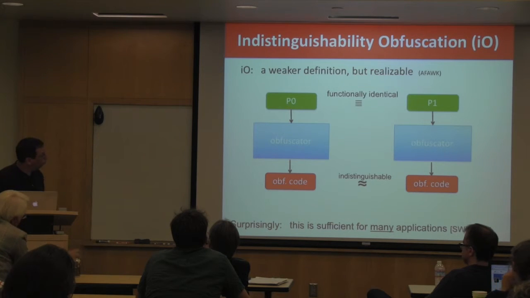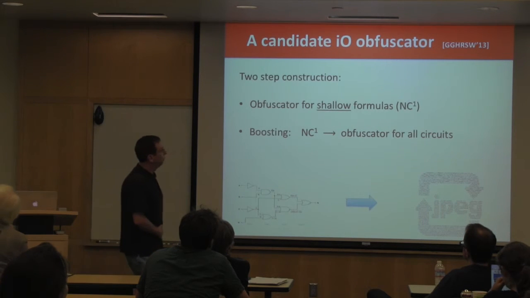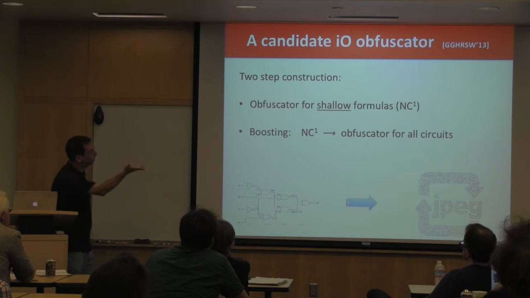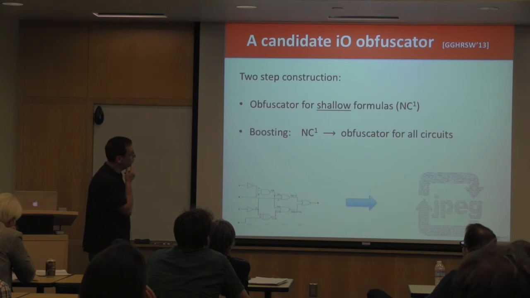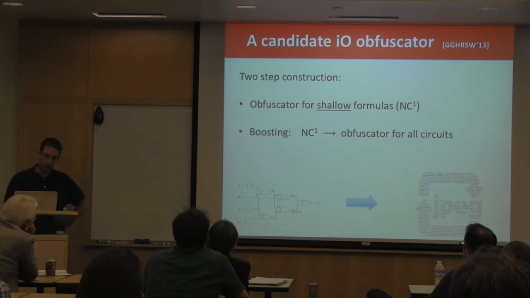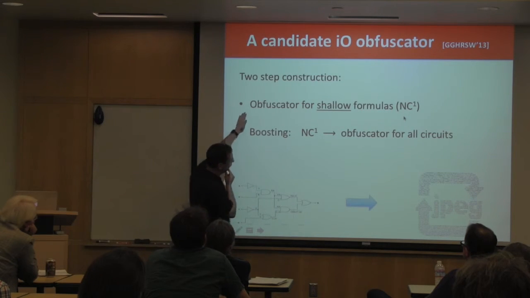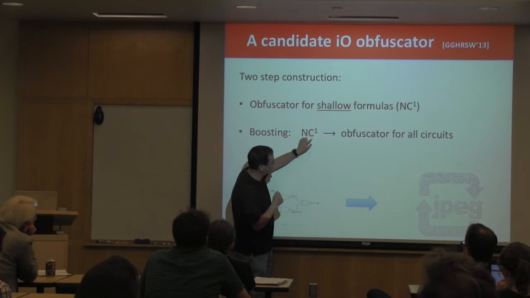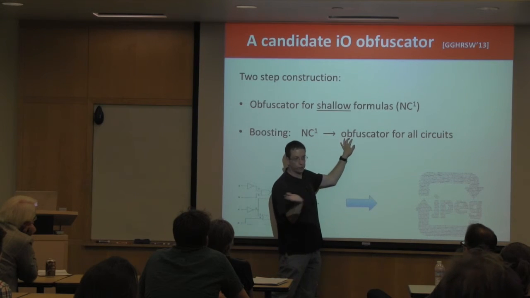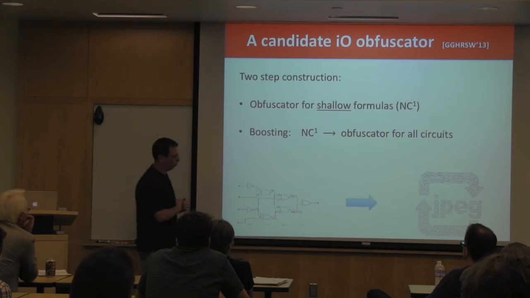Okay, so let's look at how we actually construct these obfuscators, and this is the work of, as I said, Garg, Gentry, Halevi, Raykova, and so on. The way the obfuscator works is essentially in two steps. First, we obfuscate shallow formulas. Technically these are called NC1 formulas. Next, they show how an obfuscator for shallow formulas is enough to actually obfuscate everything. I'm not going to show you how the boosting works. I'm just going to talk about the obfuscator for shallow formulas.